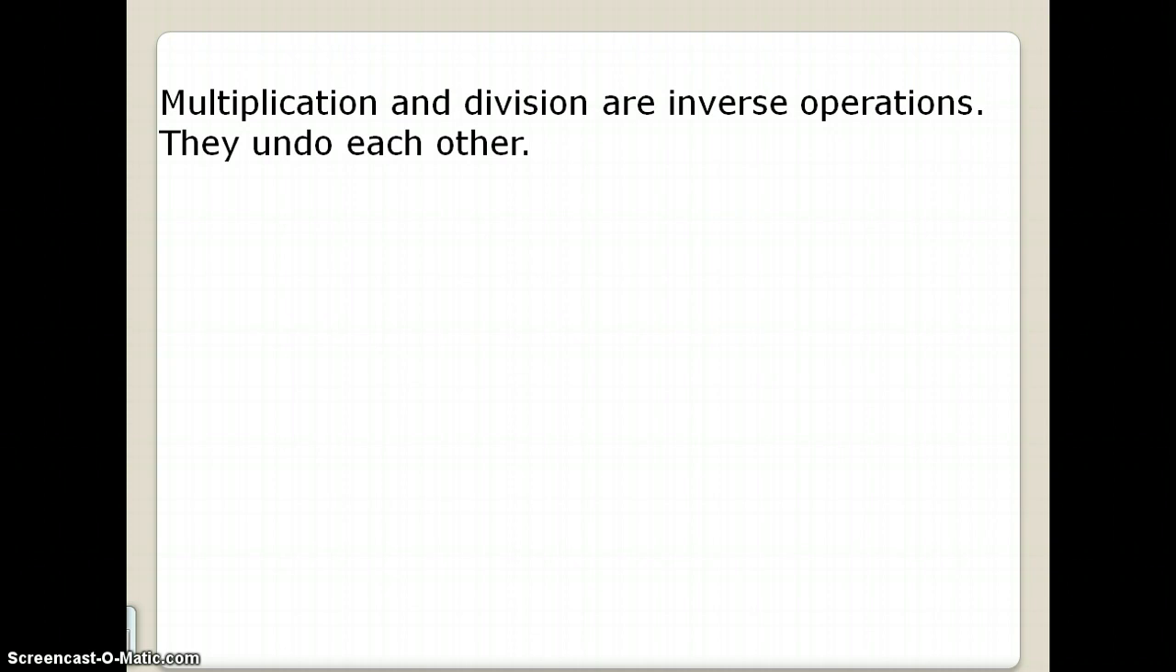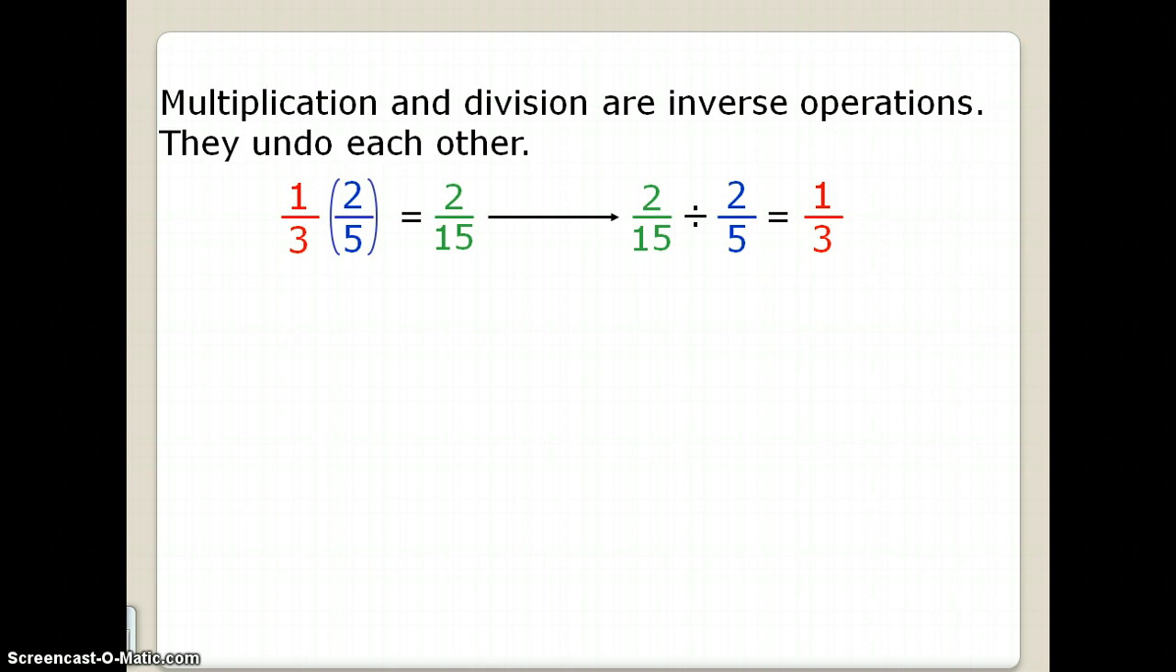Multiplication and division are inverse operations. They undo each other. So you can see that 1/3 times 2/5 equals 2/15. If we take our product divided by one of the two factors, we'll get the other factor. So 2/15 divided by 2/5 equals 1/3.